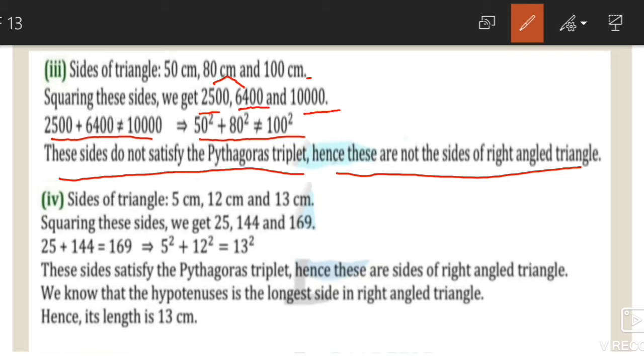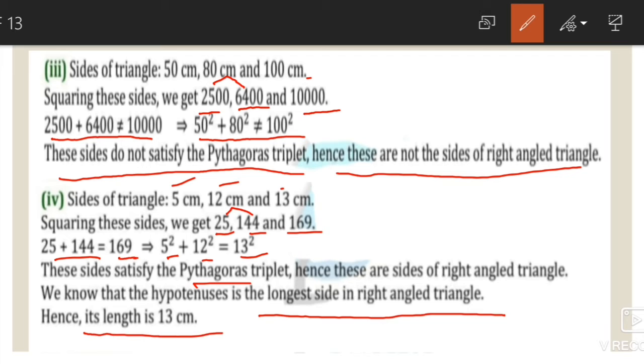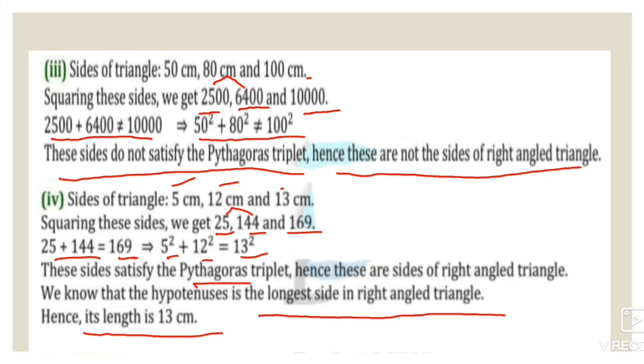Now the fourth one, sides are given as 5 centimeter, 12 centimeter, 13 centimeter. 5 square is 25, 12 square is 144, 13 square is 169. If you add 25 and 144, you will get 169, that is 5 square plus 12 square is 13 square. So by the Pythagoras theorem, this triangle forms a right angle triangle. We know that the hypotenuse is the longest side, that's why the length of the hypotenuse will be 13 centimeter. So this one was a very easy question.